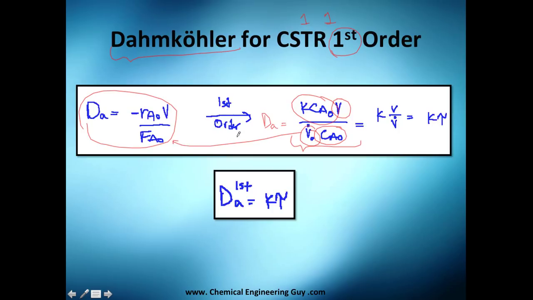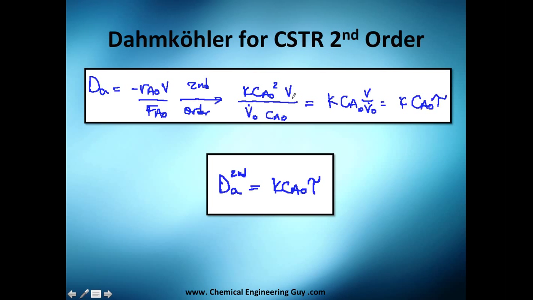So I just substituted data. For first order, it's k times concentration. Now the concentration cancels. It's important to note that it's the initial concentration, guys. We are left with k, the reaction constant, the volume, and the volumetric flow rate, which we know is space-time. So that's very awesome. The Damköhler number for a first order reaction in a CSTR equals k times tau. That's cool, and we are going to actually use it later.